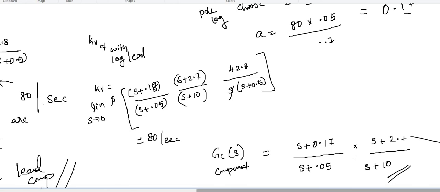So now our compensator transfer function is, instead of 0.17, you can take 0.18: s plus 0.18 divided by s plus 0.05, into s plus 2.7 divided by s plus 10. That is our compensator. Thank you.